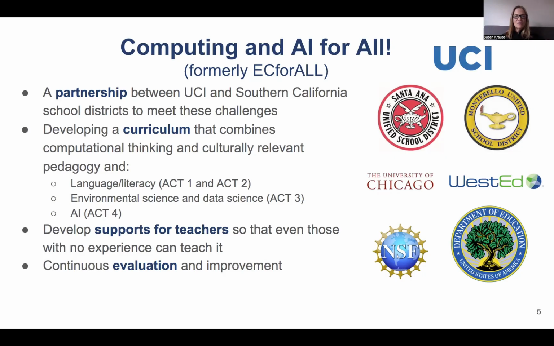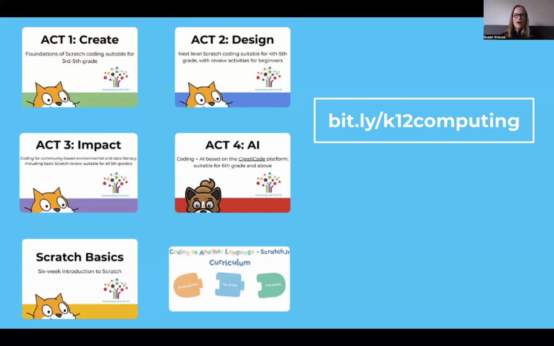We have continuous evaluation and improvement infused in the curriculum as a way for students to better understand and master computer science skills. Our curriculum is made up of 5 different units. Act 1 focuses on foundations of Scratch coding for 3rd to 5th graders. Act 2 takes the skills that were learned in Act 1 and builds on them with more advanced computer science content suitable for 4th and 5th graders.